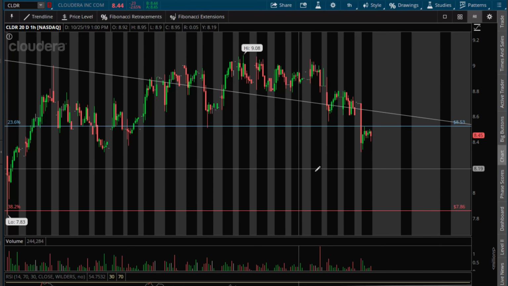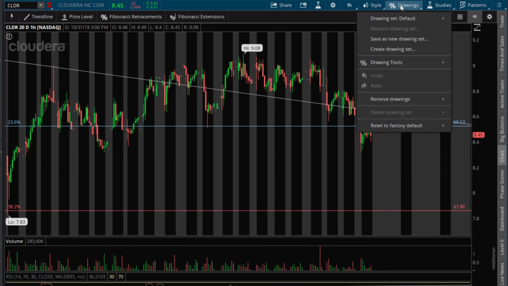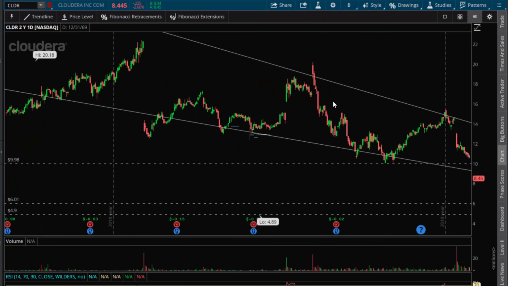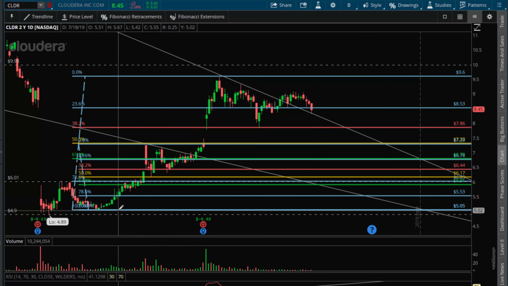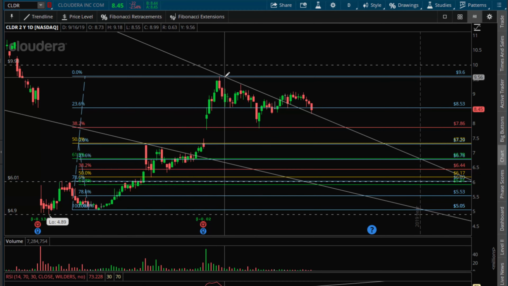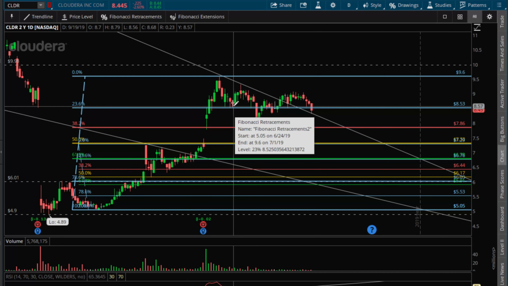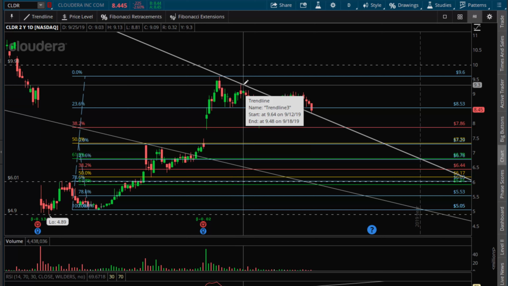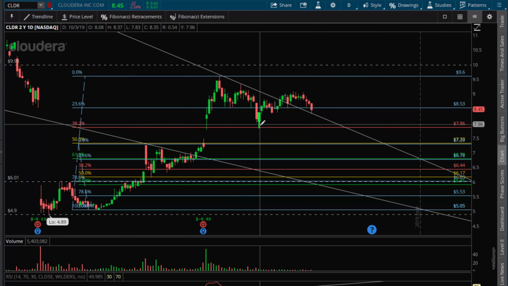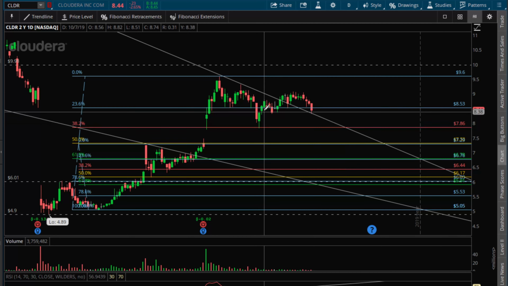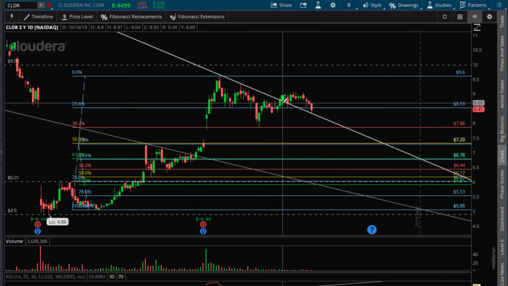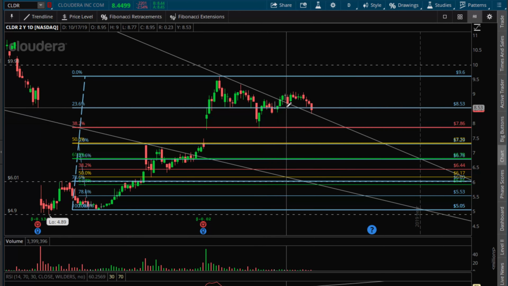Next up is Cloudera. Let me back this out to a daily chart here. So here's another one. Your 100% move pulled back to 23.6 and it bounced, pulled back, broke down into that next level of 38.2. Broke back up, trying to hold this 23.6 area.